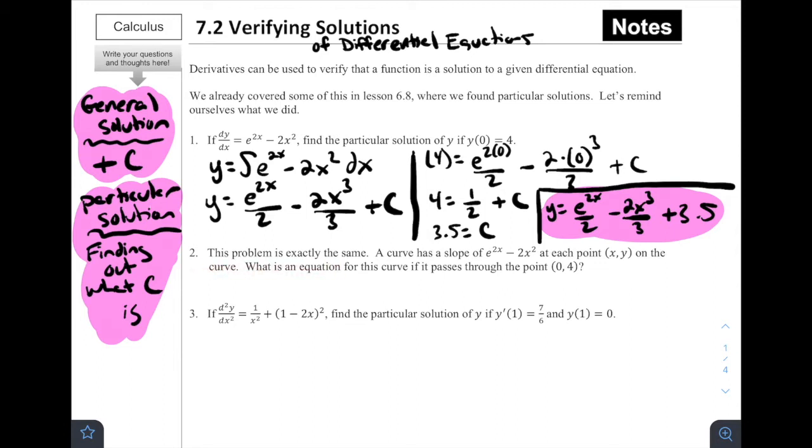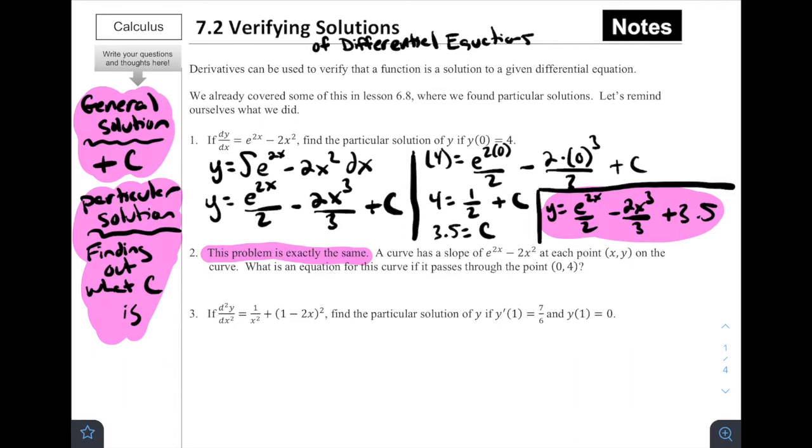Number 2, this problem is exactly the same. A curve has a slope of e to the 2x minus 2x squared at each point xy on the curve. What is an equation for the curve if it passes through the point 0, 4? So again, this problem is exactly the same as number 1. This is just worded in a different way.